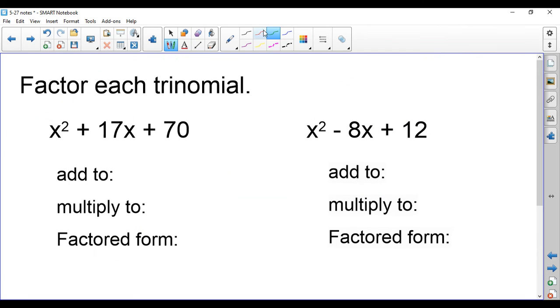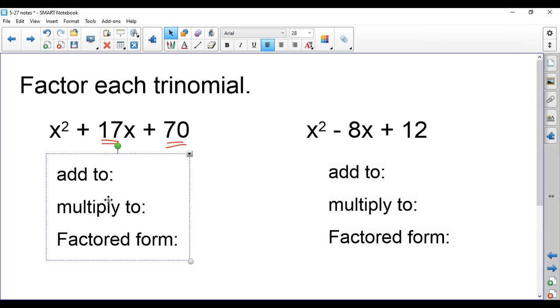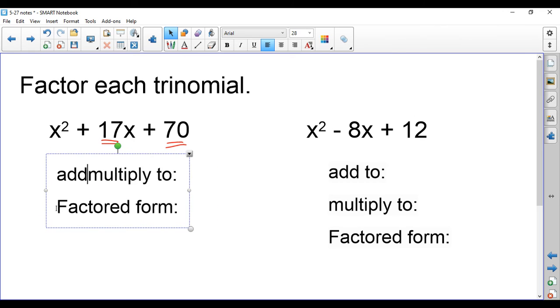The last thing we did was to factor trinomials. Remember, trinomials have 3 terms. And the rule was that when you factor trinomials, you always look for numbers that multiply to the last term and add to the coefficient of x. And actually, let's change this to that order because that's the way that we were writing it.